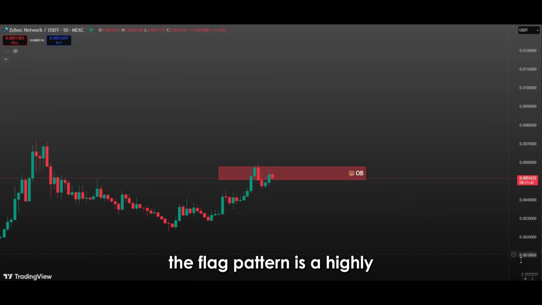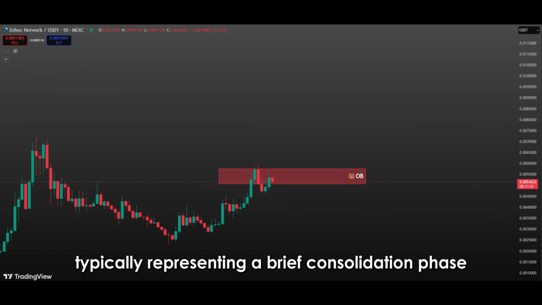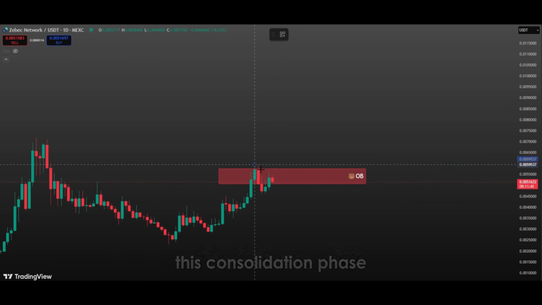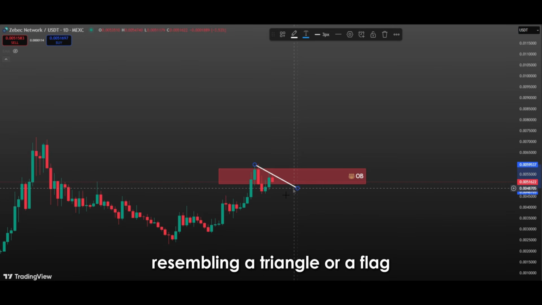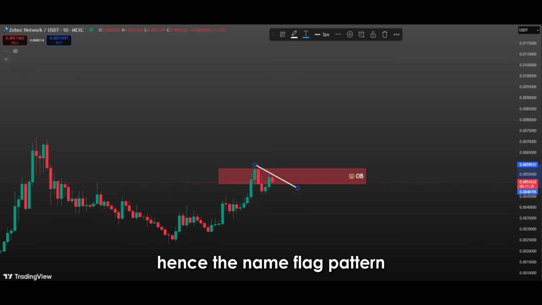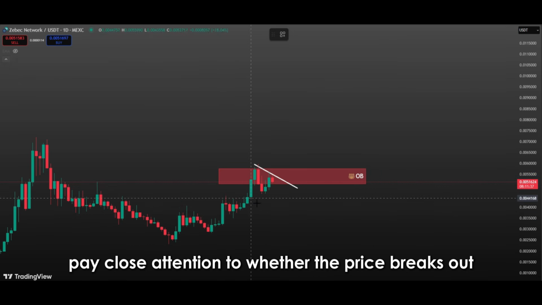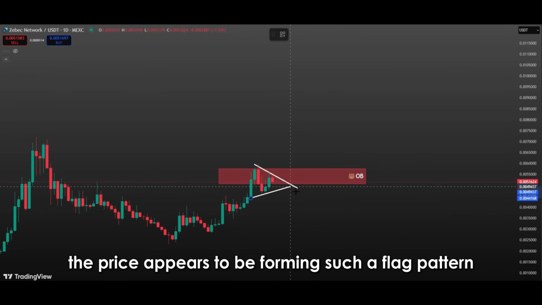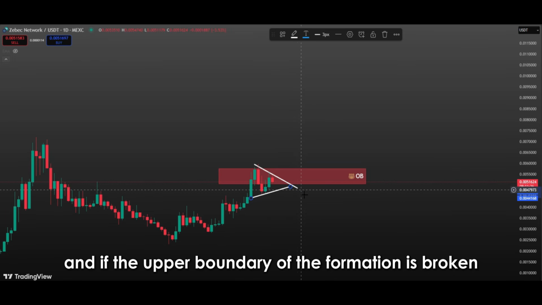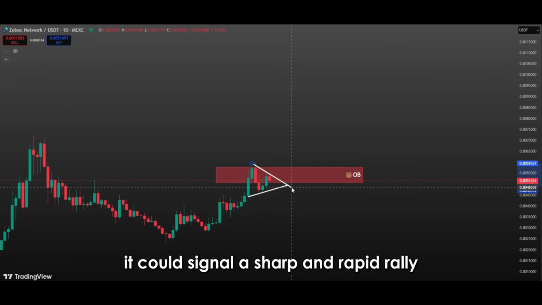The flag pattern is a highly important and closely monitored structure in technical analysis, typically representing a brief consolidation phase following a strong price movement. This consolidation phase forms a visual pattern on the chart resembling a triangle or a flag, hence the name flag pattern. As a continuation pattern, investors pay close attention to whether the price breaks out upward or downward from this formation. In this context, the price appears to be forming such a flag pattern, and if the upper boundary of the formation is broken upward with strong volume, it could signal a sharp and rapid rally.